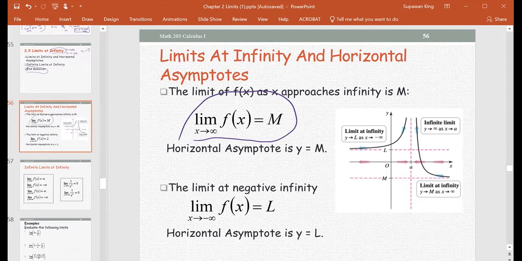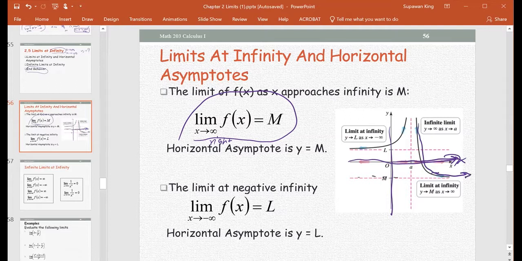As x approaches positive infinity, think about the real number line. You have the x and y axis, okay? So look at the x direction. When you look at the limit as x approaches infinity, that means all the way to the right side of the xy plane. What happens to the graph? So look at the graph. The graph goes toward that direction.